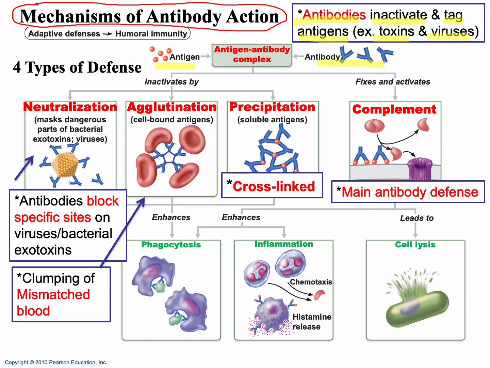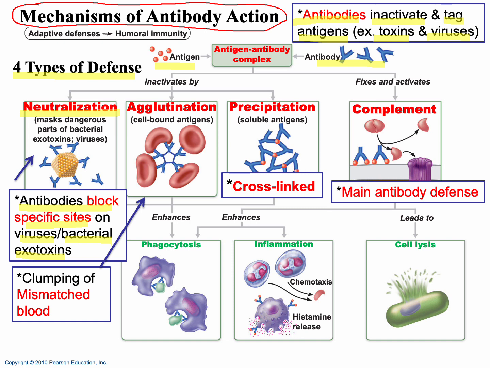And we're looking here at 4 types of defenses that normally can occur based off of this complex which is formed. One type of defense is what's known as neutralization. So with neutralization, this is important. This can mask dangerous parts of bacterial exotoxins. It can play a big role with masking dangerous areas of the virus per se. So very key, and we can see this here. These antibodies here are blocking these sites on the viruses and bacterial exotoxins. So that's one type of defense here, the neutralization.